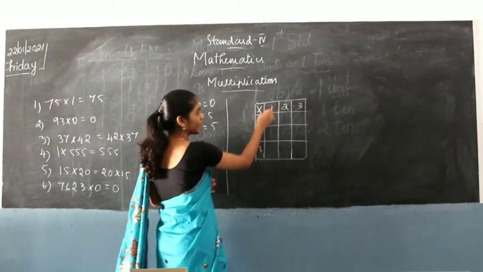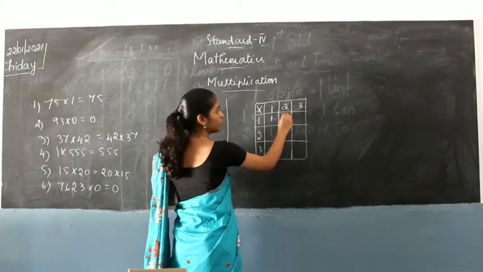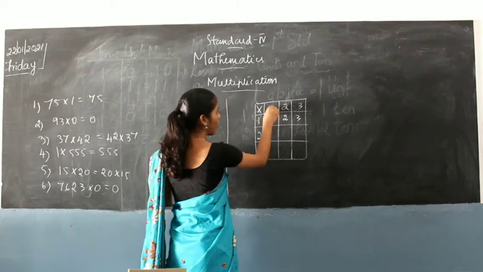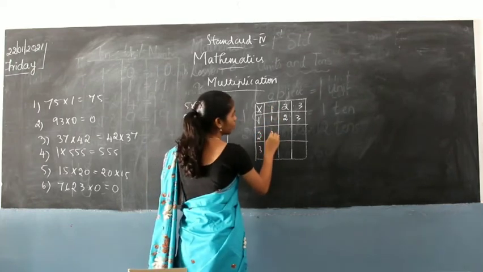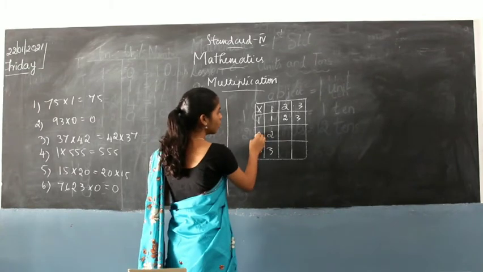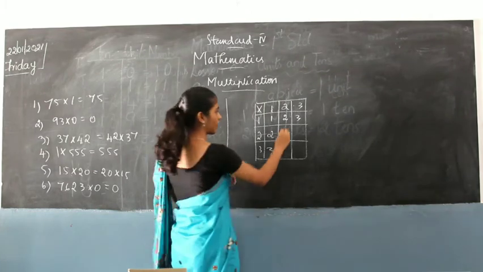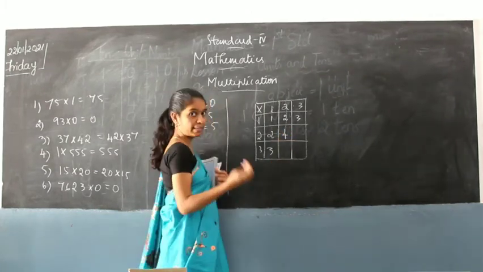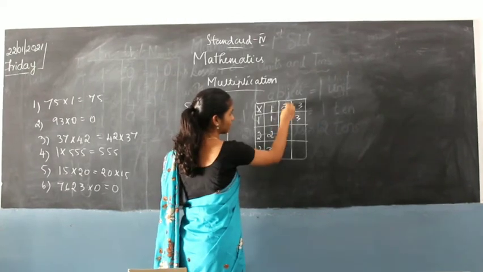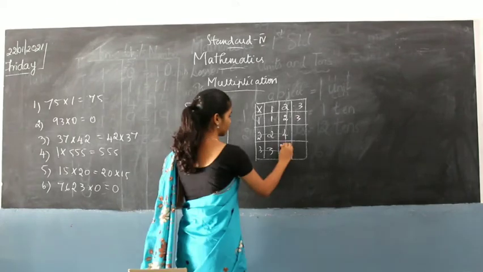So 1 into 1 will give you 1. 1 into 2 will give you 2. 1 into 3 will give you 3. Now 2 into 2, 2 2s are 4. You have to tell the table. Okay. So now here you have 2 and here you have 3. 3 1s are 3, 3 2s are 6.